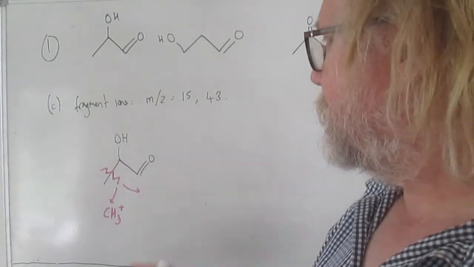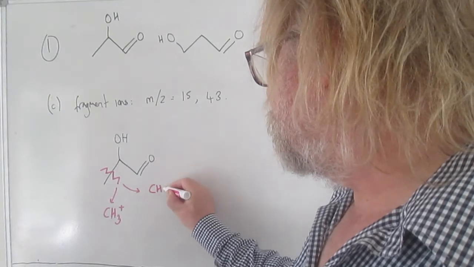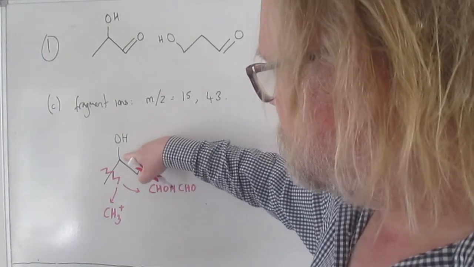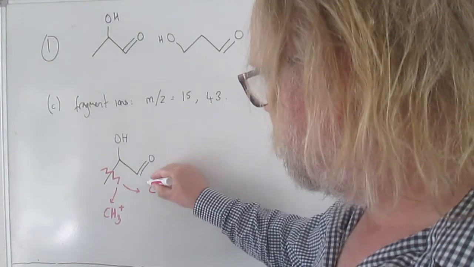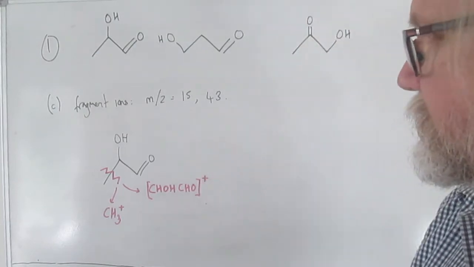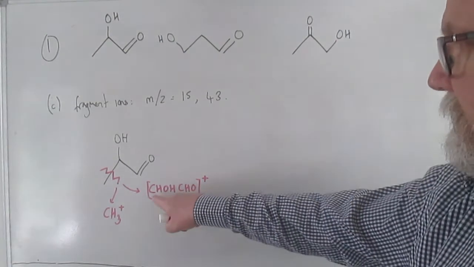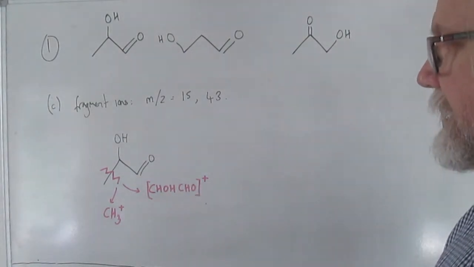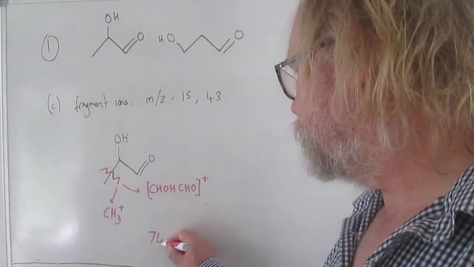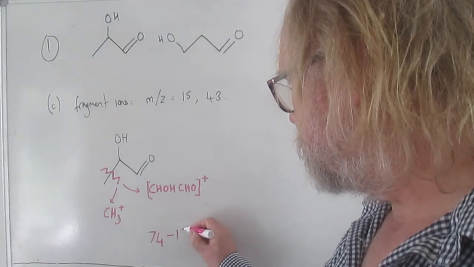So if it broke there, you would have CHOH, CHO, and the whole thing would have a positive charge. Easiest thing to do is put a bracket around it and put the charge outside. And you could either add up that lot to get the mass of that peak, or you could realise that the total Mr is 74, as we know, and it's just lost 15 there.